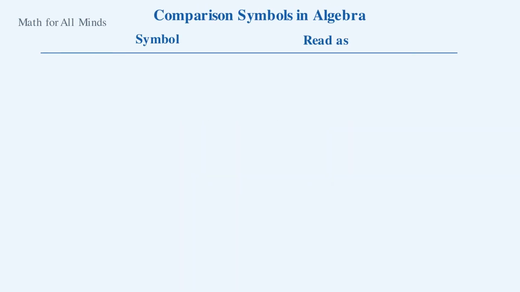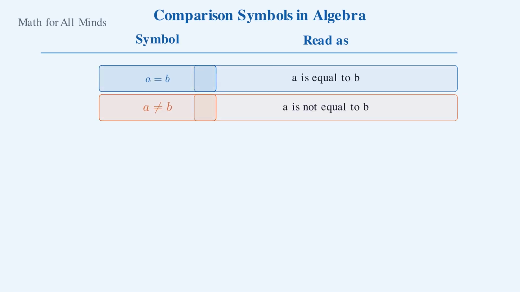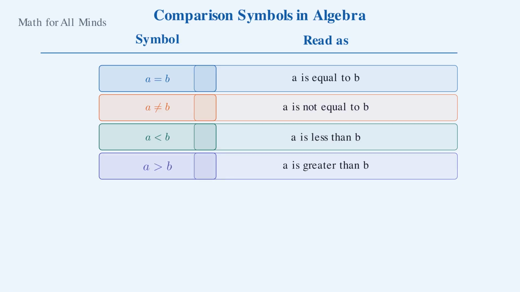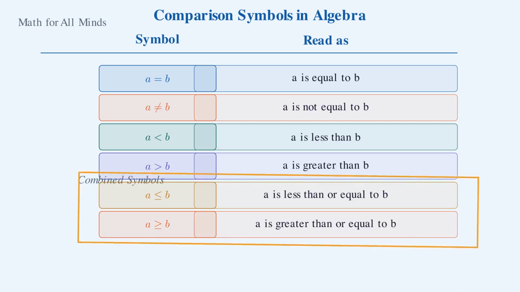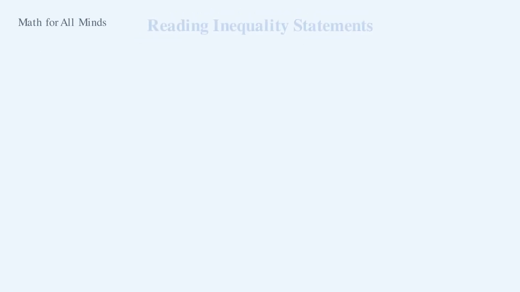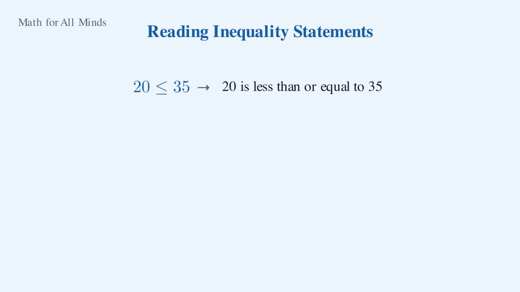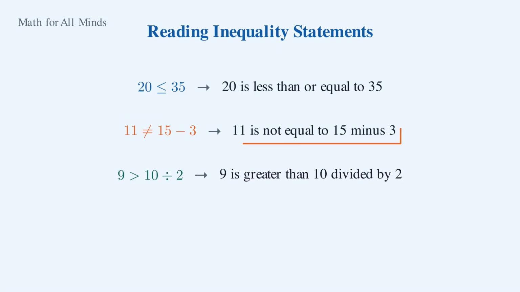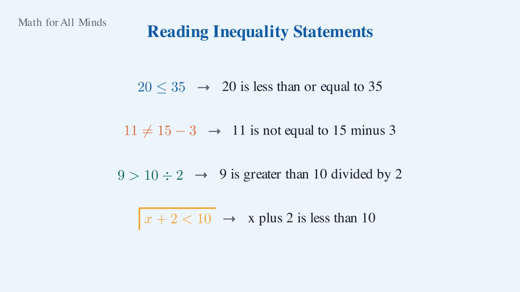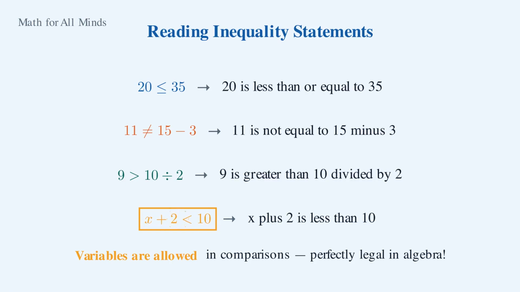Algebra uses 6 comparison symbols you should recognize on sight. Equal, not equal, less than, greater than, and the 2 combined symbols less than or equal to and greater than or equal to. Let's read a few. 20 is less than or equal to 35. 11 is not equal to 15 minus 3. 9 is greater than 10 divided by 2. And x plus 2 is less than 10. Notice that last one mixes a variable in with the comparison, perfectly legal in algebra.